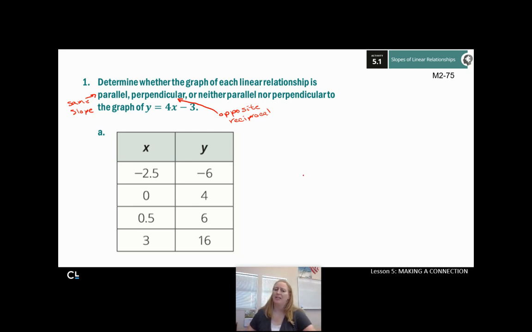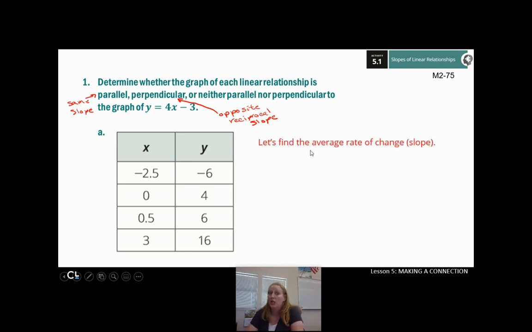If you just want to hit pause in between each one and do them one at a time, totally cool, totally understandable as well. So we said if I want to know parallel or perpendicular, I clearly need to look at the slopes, at my average rate of change. That's super important. So the first thing I'm going to do is look at the slope.